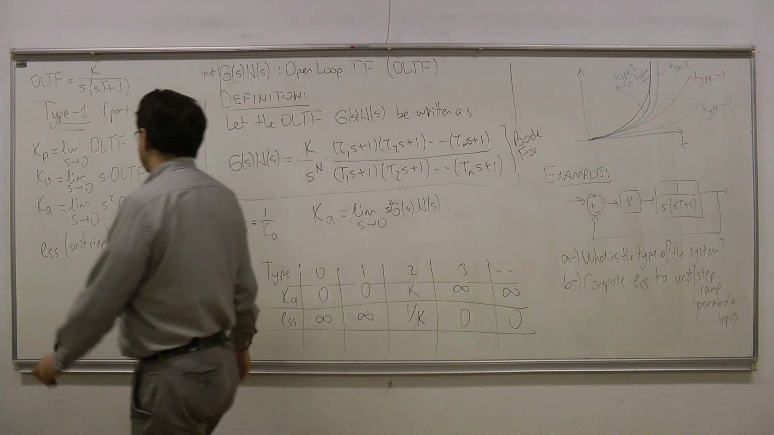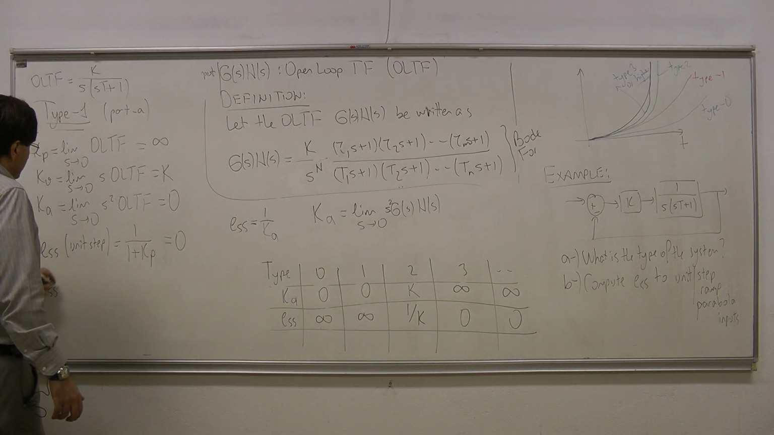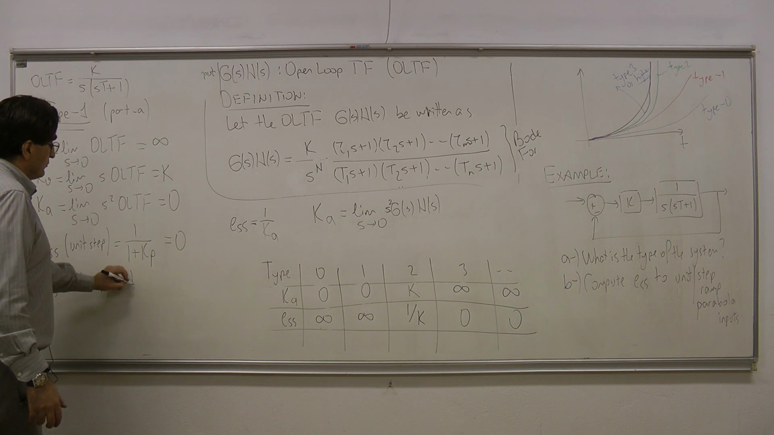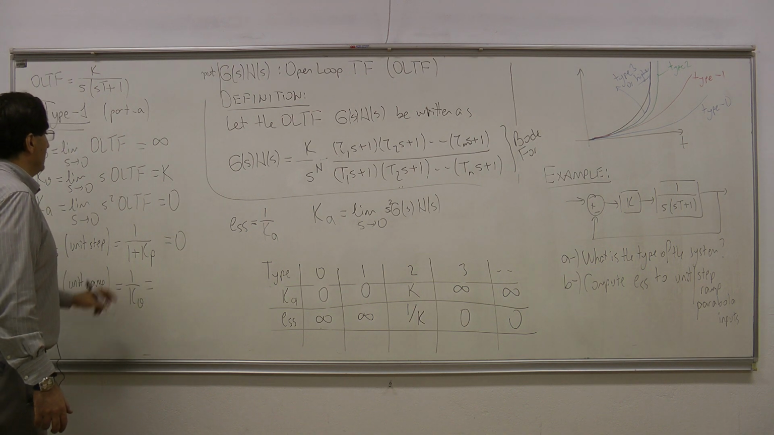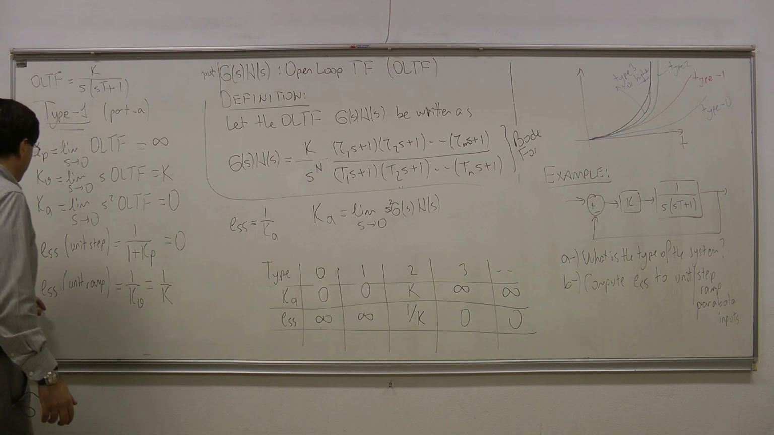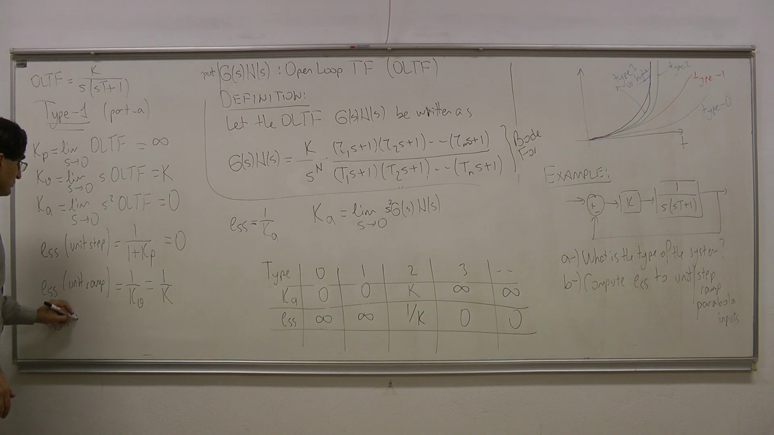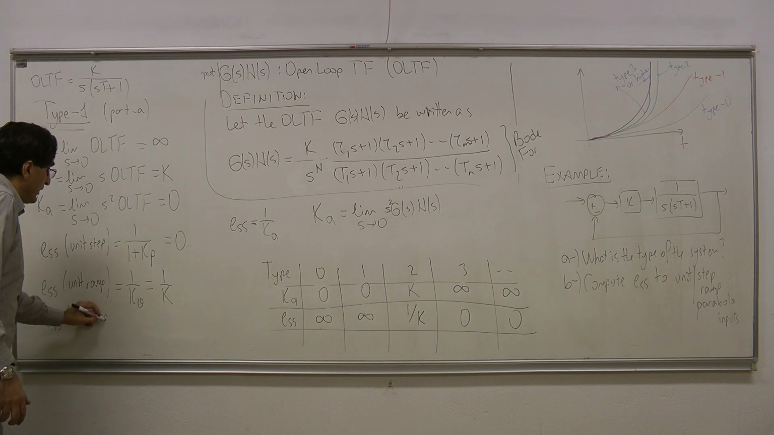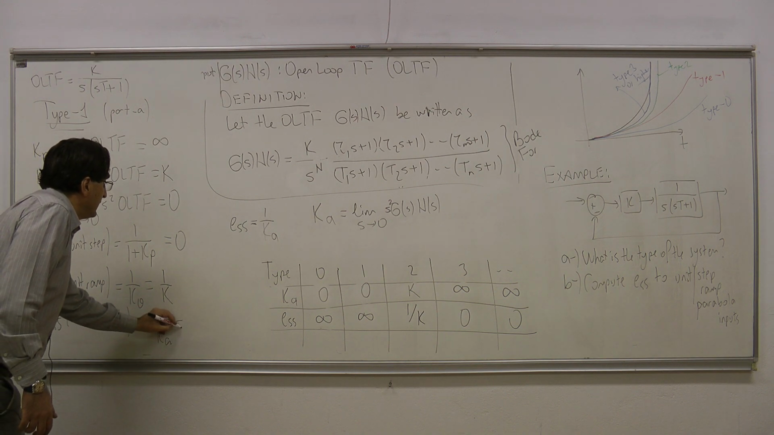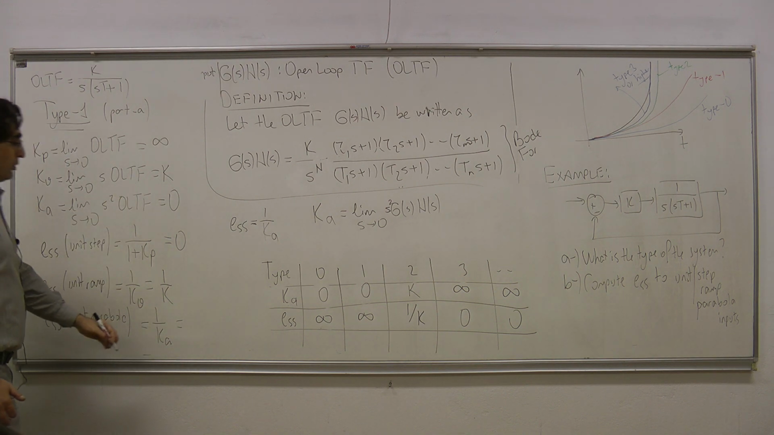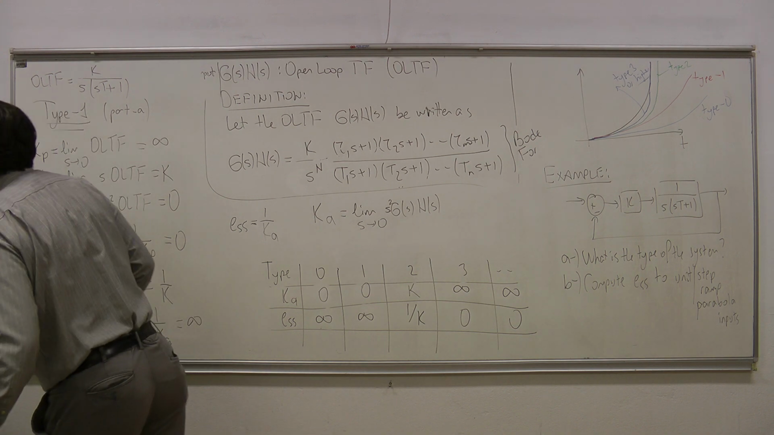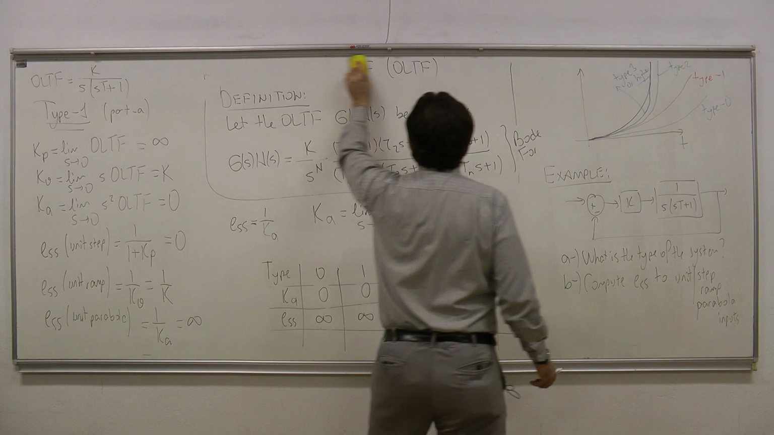Okay? So the steady state error to unit ramp is 1 over Kv, and Kv is K. It's going to be 1 over K. And steady state error to unit parabola, or acceleration, would be just 1 over Ka, and Ka is 0, which means that the steady state error to unit parabola would be infinite.